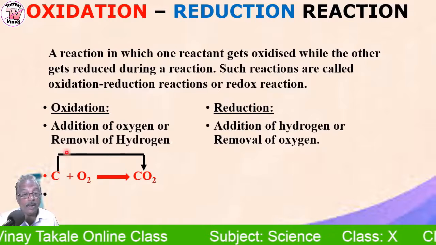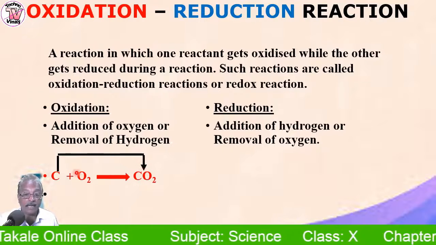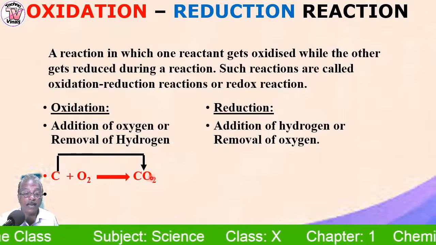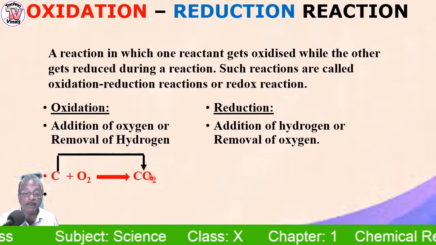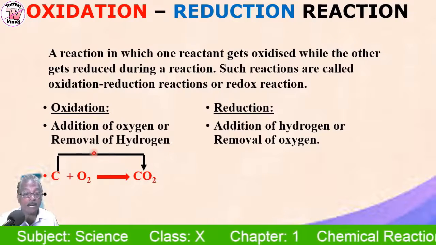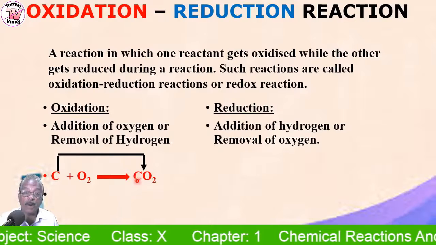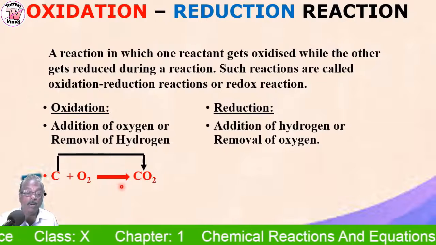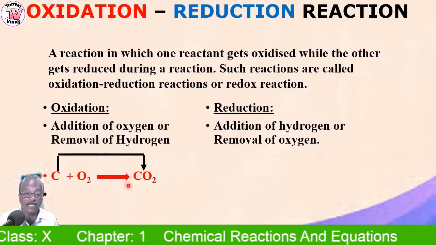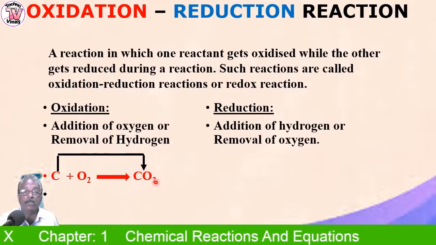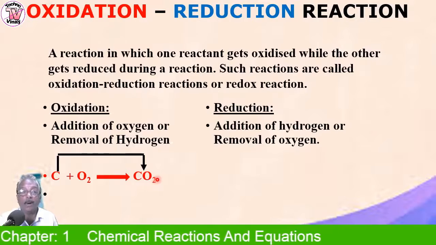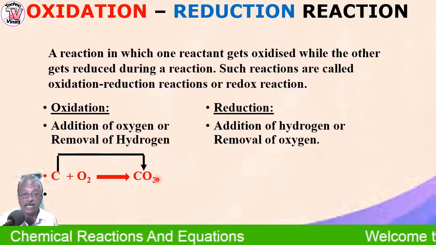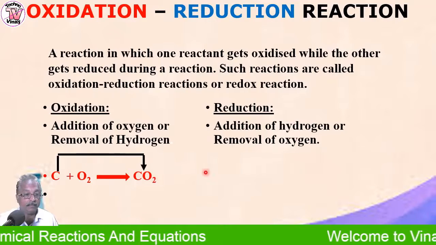So here in formation of a product, oxygen is added. Now see here, when carbon combines with oxygen, it forms carbon dioxide. Here carbon has combined with oxygen, so carbon has undergone oxidation. Whenever there is removal of oxygen, it is known as reduction. So in oxidation reduction, one gets oxidized, another gets reduced. Such a reaction is called an oxidation reduction reaction.